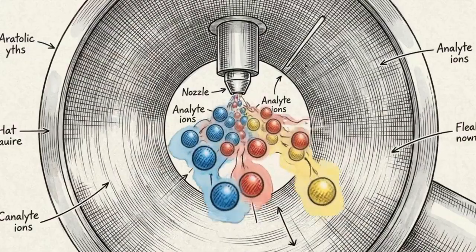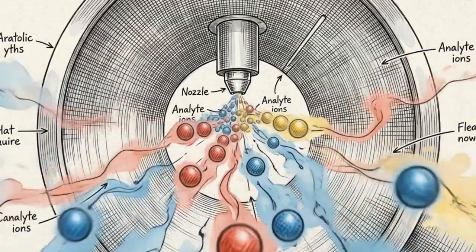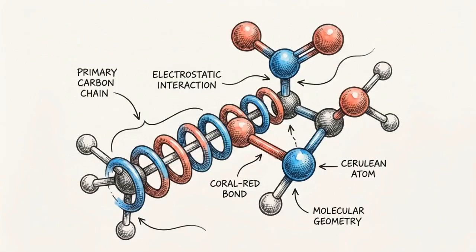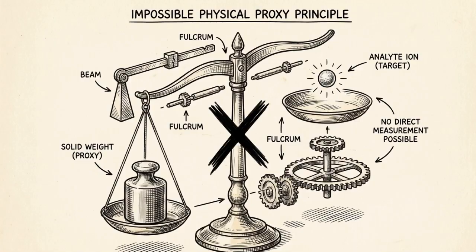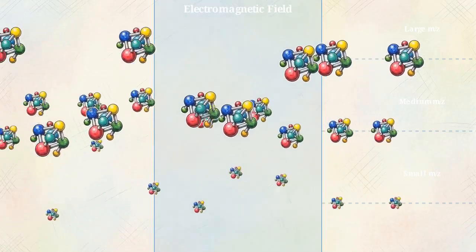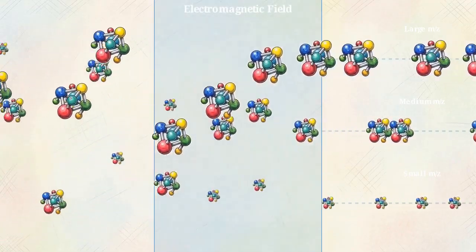When a sample is ionized, it results in a chaotic, high-speed cloud of charged molecules and fragments spraying into a vacuum chamber. To identify the original substance, we need to determine the exact mass of these fragments, but we cannot place individual molecules on a physical scale to weigh them directly. To sort them by their mass-to-charge ratio, or m/z, we have to manipulate them using vacuum physics and electromagnetic fields.